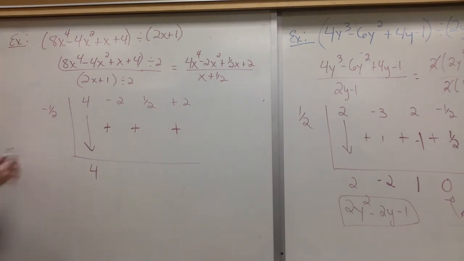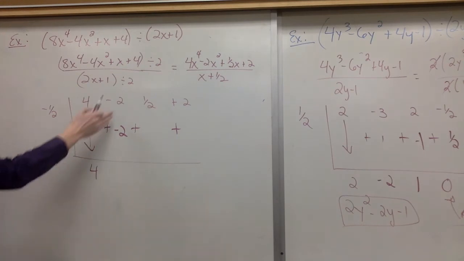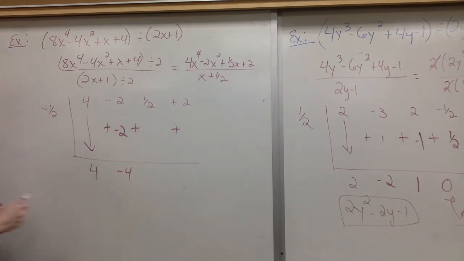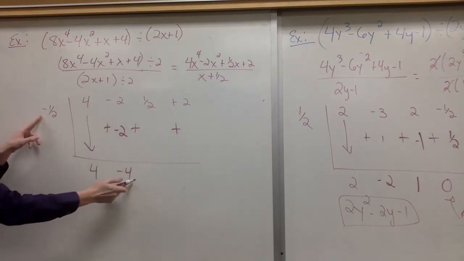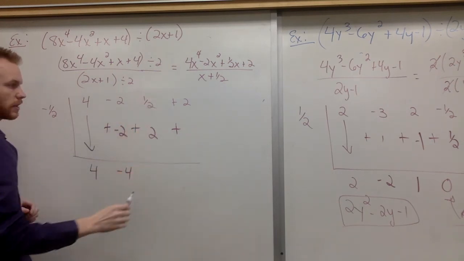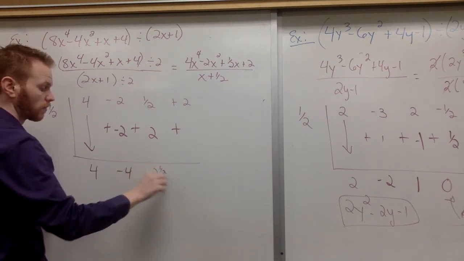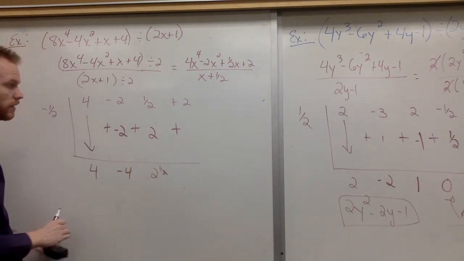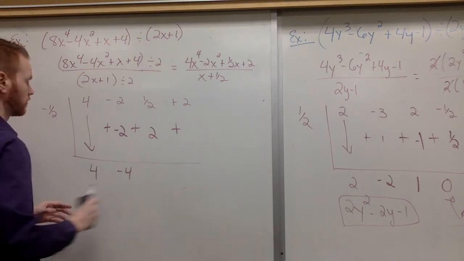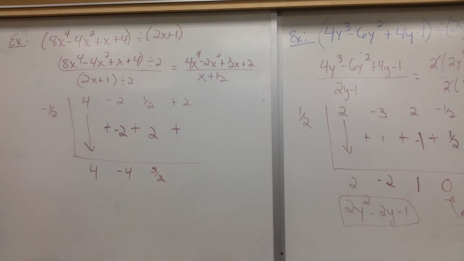So negative a half times 4 is, what, negative 2? Add these up, I get a negative 4. Negative a half times 4 is 2. Add these guys up together, I get 2.5, right? Or I could write this a little differently. Let me write this as 5 halves, we'll put it. Something like that.